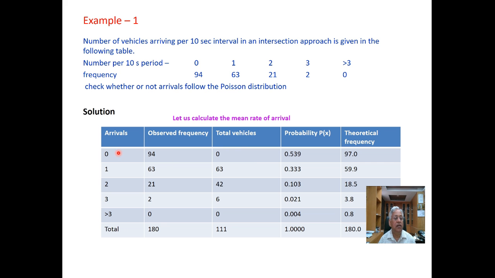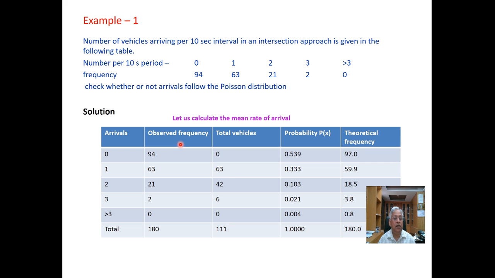Because there is no vehicle arriving in this time period, 94 into 0, there will be no vehicles in 94 periods. In 63 occasions, there was only one vehicle, so the total number is 63. In 21 occasions, there were two vehicles, so 21 into 2 is 42, and so on. This total is coming to 111.